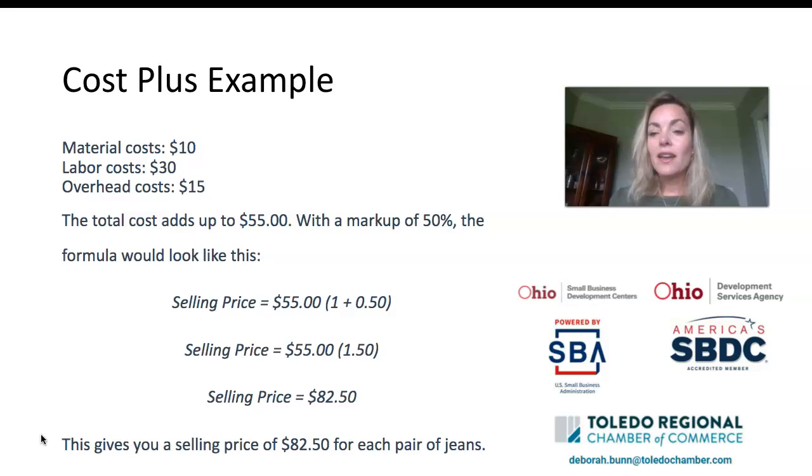Easy, right? But again, you're not looking at consumers. You're not looking at what your competitors are doing. And really, if your product's any different. So simple to use, but we caution people using that cost plus.